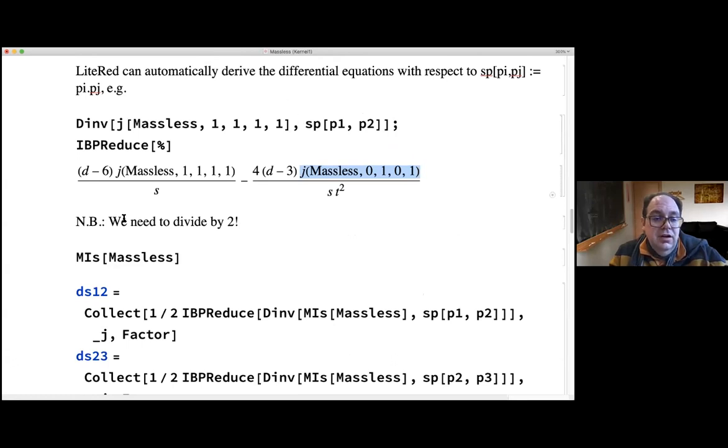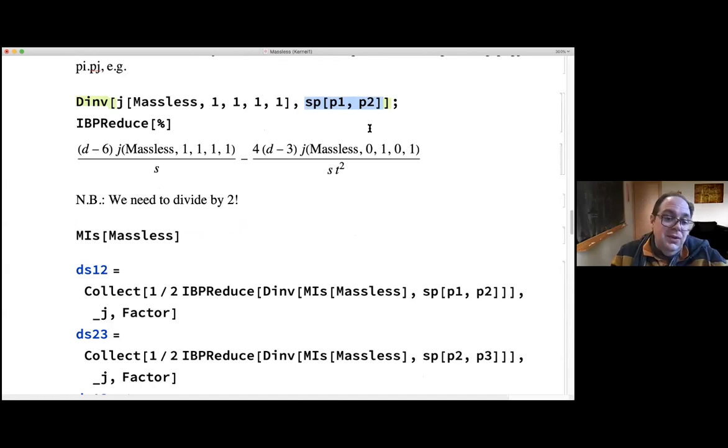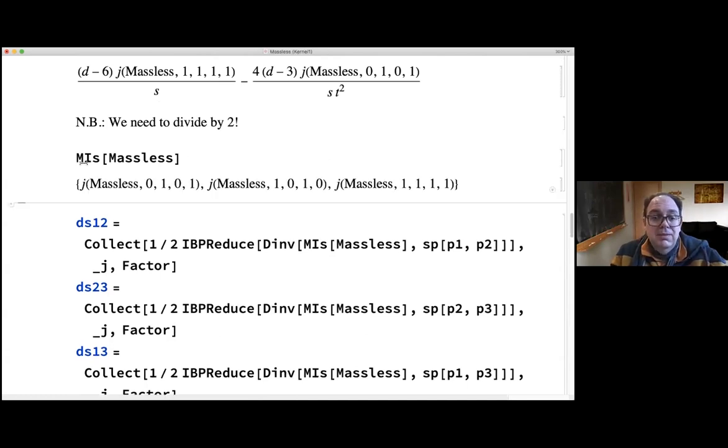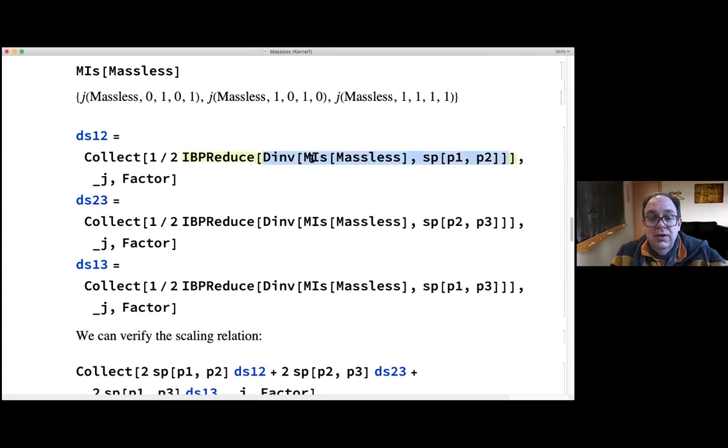Be careful, this is more like a comment. To match our conventions, I will have to divide by 2 because this is derivatives with respect to P1 to P2, while in the lecture we always said derivatives with respect to S. And S is 2 times P1 to P2. So let's take my vector of masters, and I can also now compute the derivative of the vector of masters with respect to P1 to P2. I divide by 2 because P1 to P2 is S divided by 2. And I ask the code to reduce it, and I do that for the derivative with respect to P1 P2, P2 P3, P1 P3.